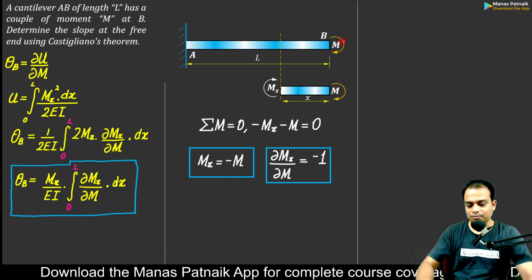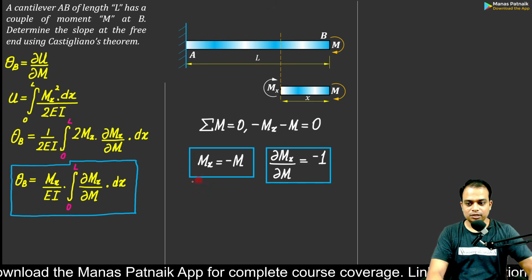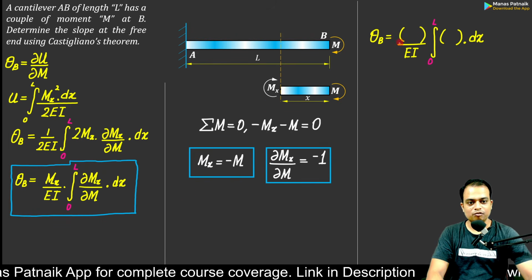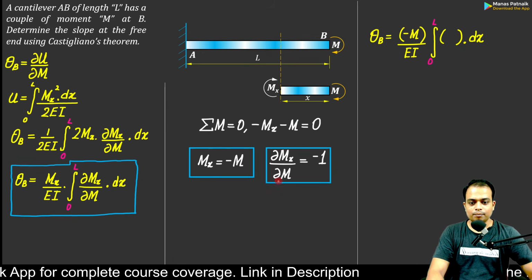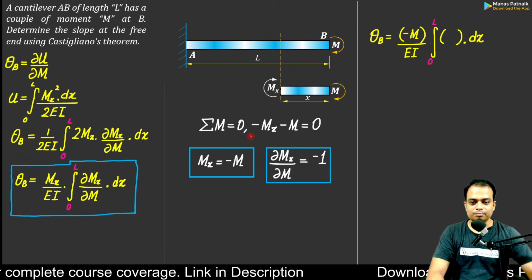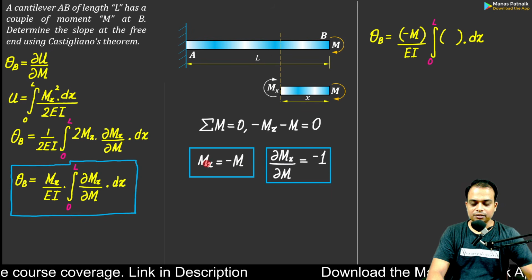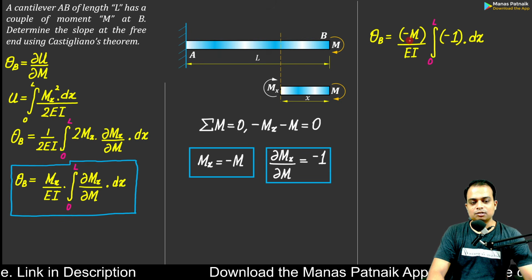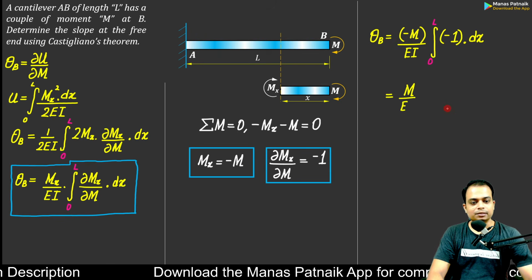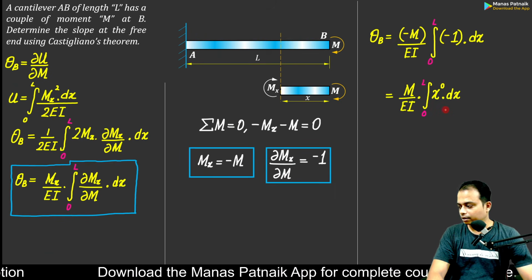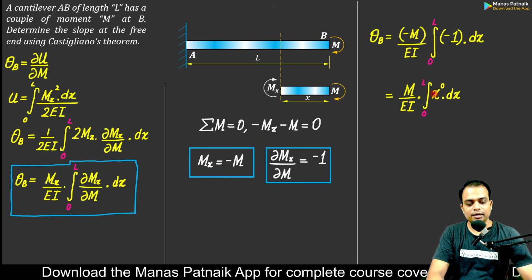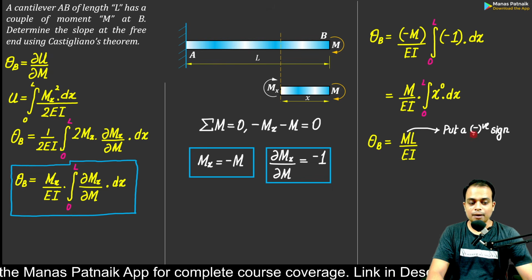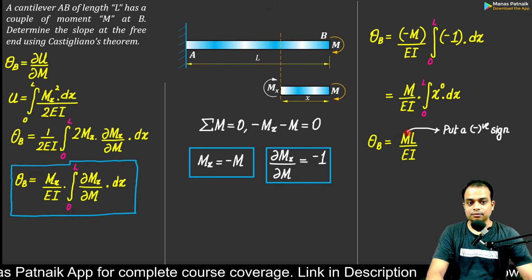Okay. Now, once you've made these calculations, you can simply plug in Mx is equal to negative M. You just plug in the value of minus M and del Mx by del M. If you differentiate this with respect to M, this is going to be minus 1. Minus and minus would be plus M over EI. We are left with this. So L is your result, so ML over EI. But please note this M has to have a negative sign placed.